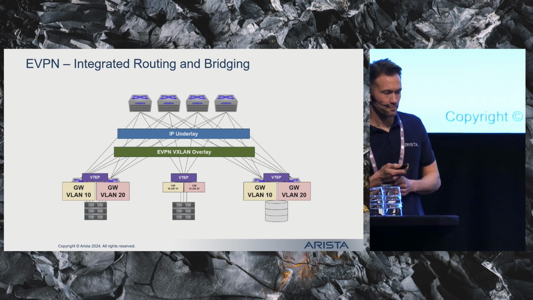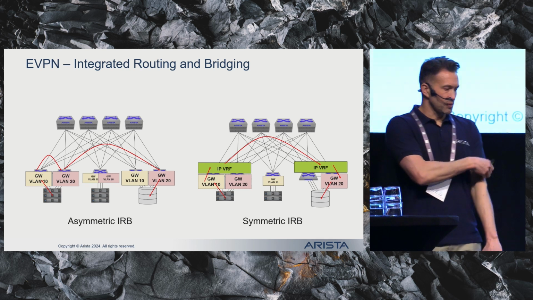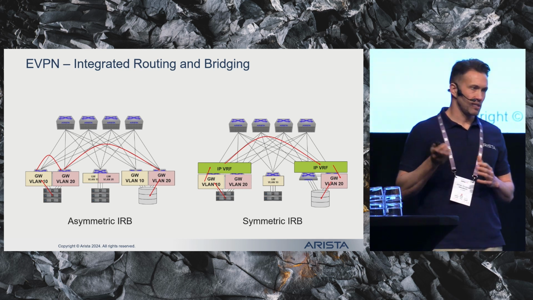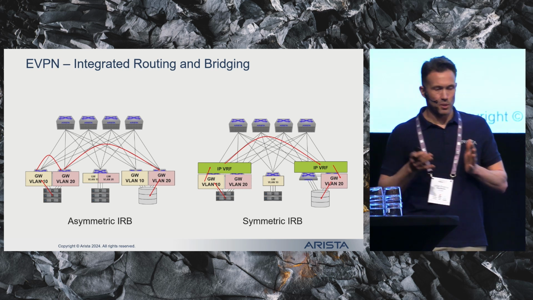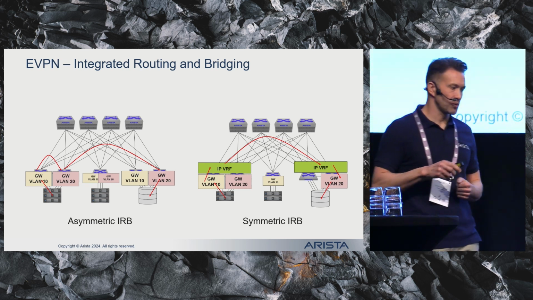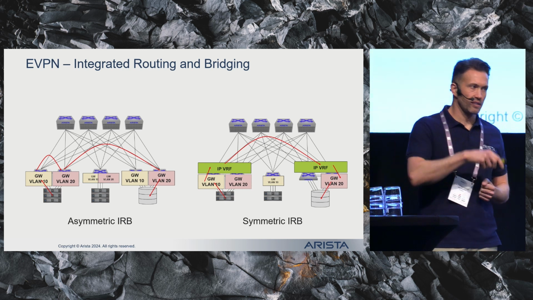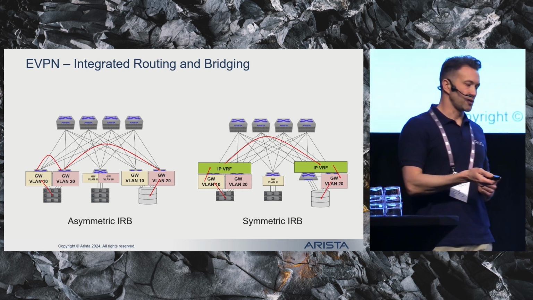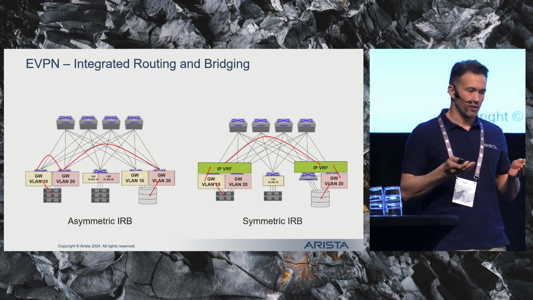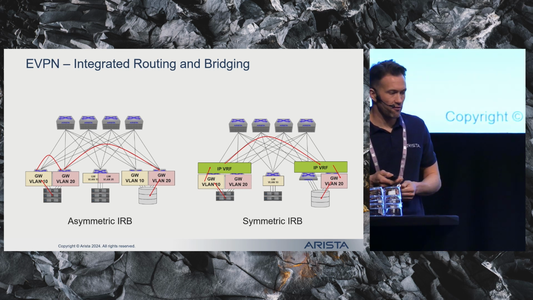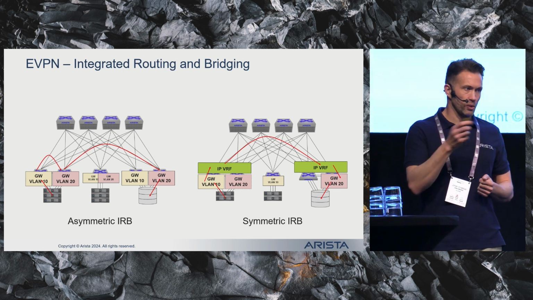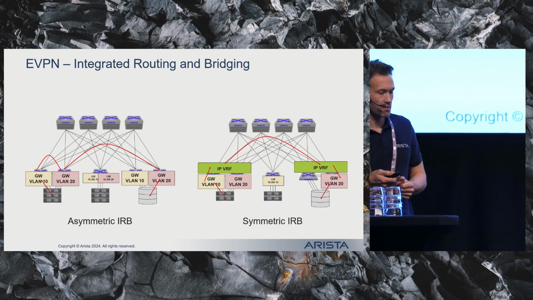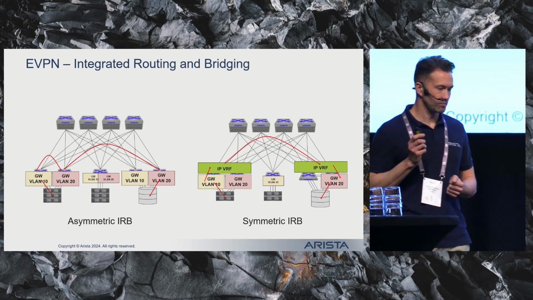And IRB comes in two different variants. You have asymmetric IRB, which means you basically deploy every VLAN at every switch, and then you first do a routing operation to the correct VLAN, and then you bridge to the destination VTEP. And symmetric IRB, where you introduce a layer 3 VPN or an IP VRF that takes care of the routing between different VTEPs in the network. And there are pros and cons with these different approaches.